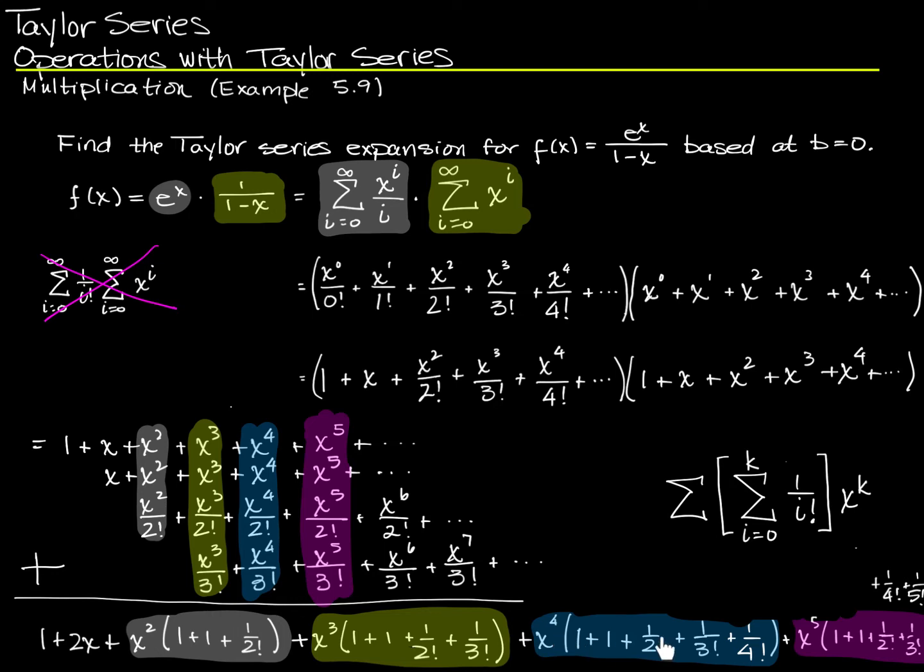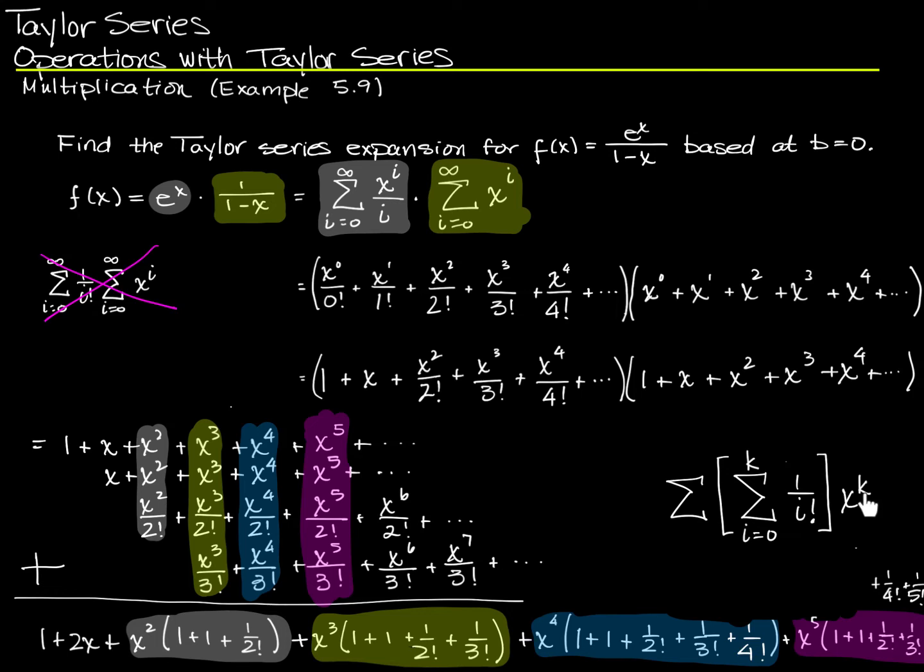Let's use this term here as an example. This x to the k is going to be the x to the 4th. This summation here is 1 over 0 factorial, 1 factorial, 2 factorial, 3 factorial, and 1 over 4 factorial. That sum of terms up to 4 times x to the 4th power. That's what that is there.